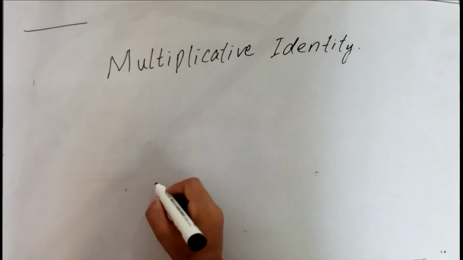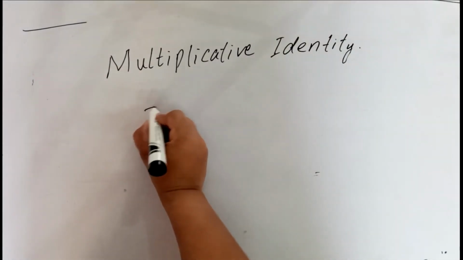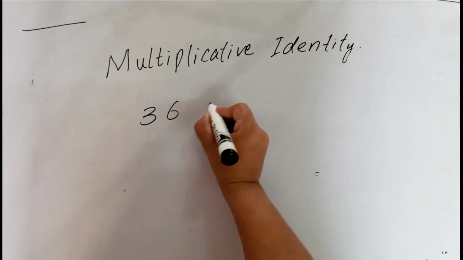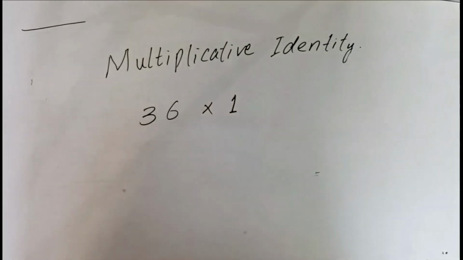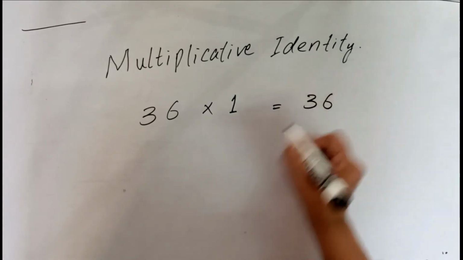So here multiplicative identity, we must have some value that does not change the value of any number. If I have 36, I have to multiply this 36 by any number which does not change this value. That will be the multiplicative identity. And what is that value? What is that number? That number is 1. Because 36 multiplied by 1 we get again 36.